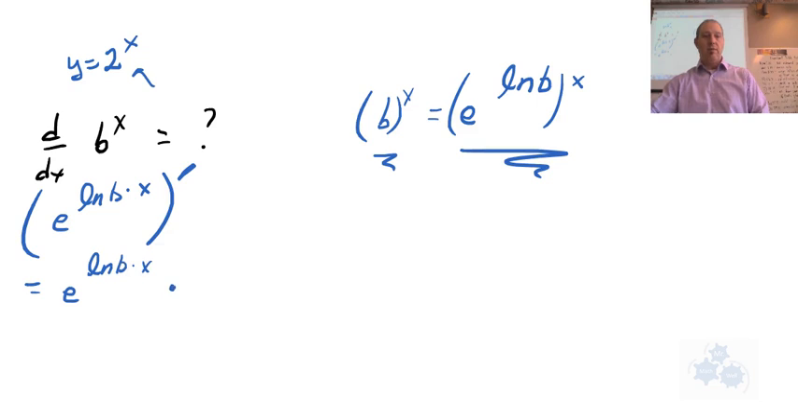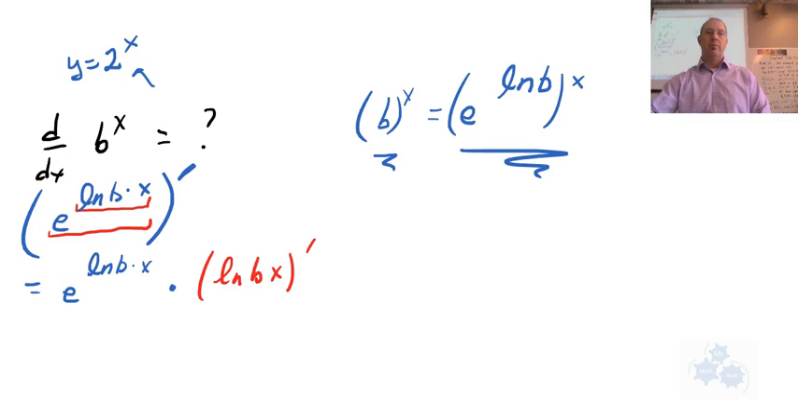So it's itself, but we have to now multiply by the derivative of the inner function, right? So here's the outside function. Here is the inside function, right? And so that is the derivative of ln b times x. So I'm just going to write this down, the derivative of ln b x. Okay, so let's focus on that one now.